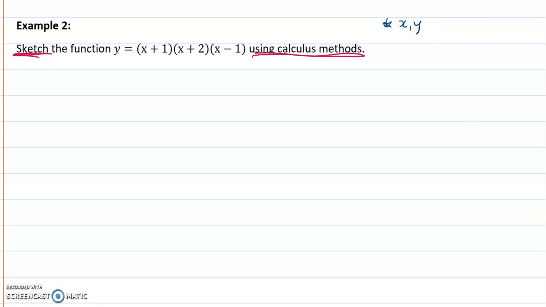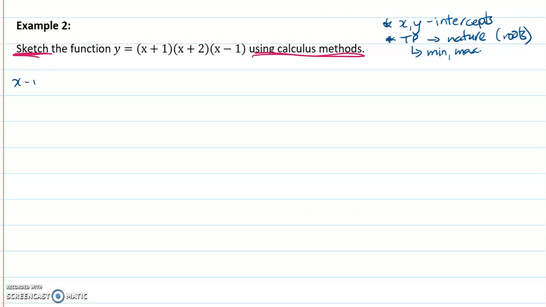We need to find our x and y intercepts. We need to find where the turning point is and what the nature of that is, including what the roots are. We also need to state whether it has a minimum or maximum turning point or point of inflection. Okay, so let's start off. The simplest way to start is to find our x and y intercepts.